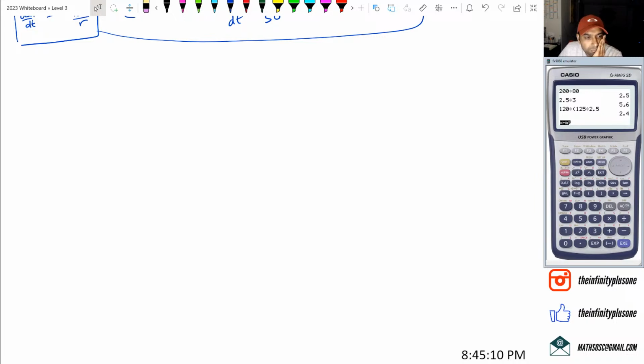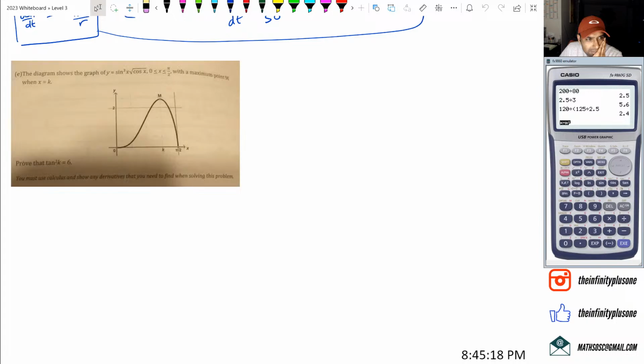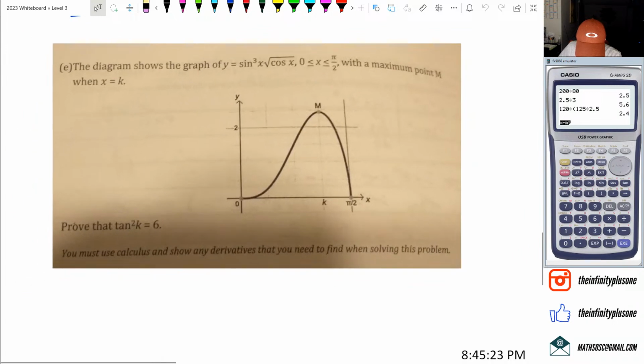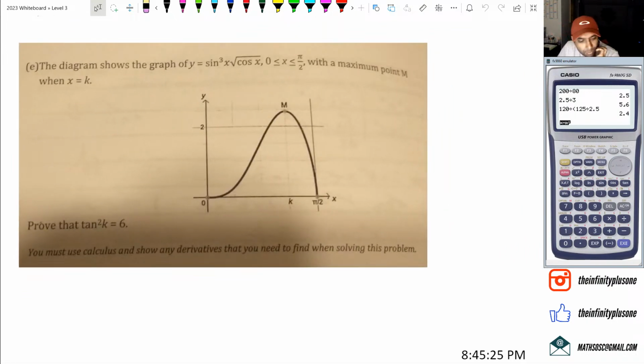The diagram shows the graph. Prove that what? Why would you even do that? Yeah, I think we might. What's the time? I think this question is going to take us a while. So let's give it a go, because I think it's a good challenge, this question. Man, what a nasty question.